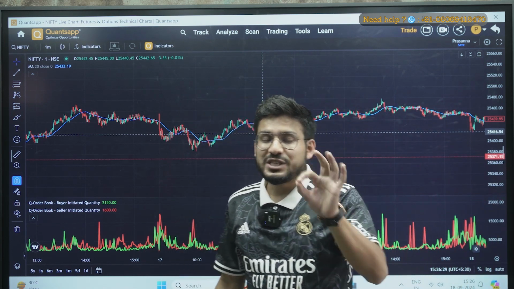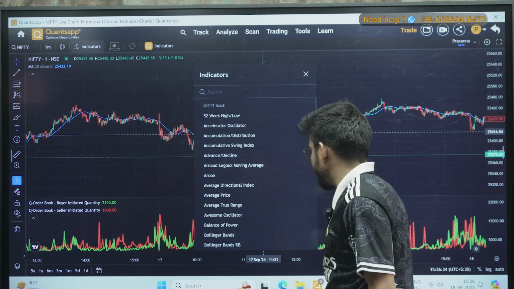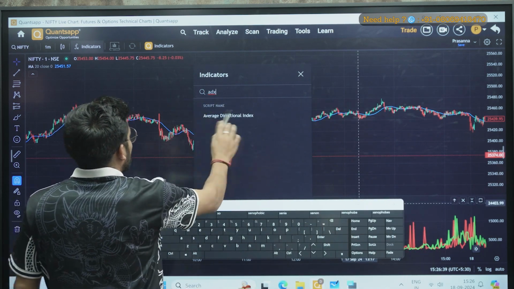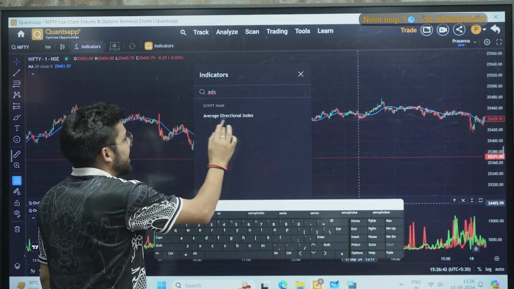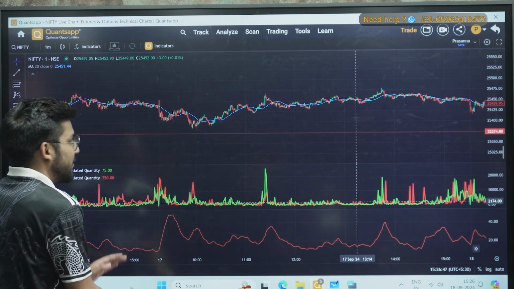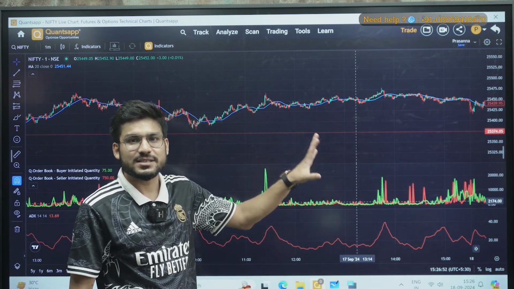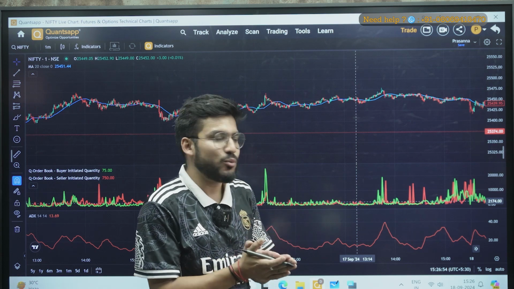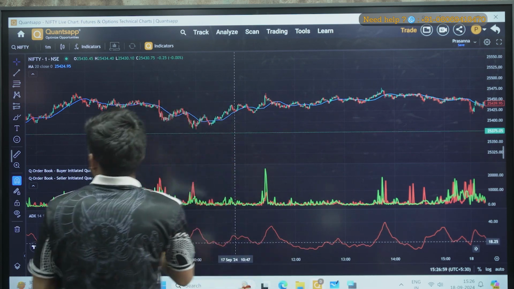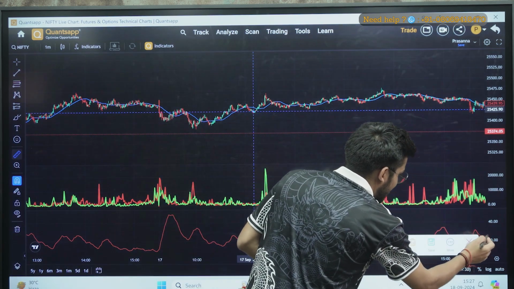Now which indicator to apply? I'll apply an indicator that is not used by many traders. That indicator is ADX. You can see the definition also, average directional index, right? So I'll apply it here. What the ADX does is give you a directional view of your index, whether your index has momentum or not. If it is not showing momentum, then the ADX will remain at a low level. If I make an average line here, you can analyze at the level of 25 or 20.